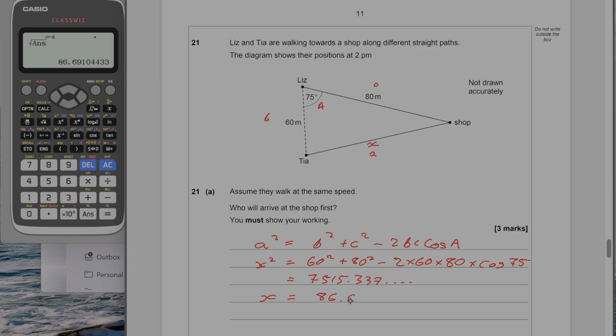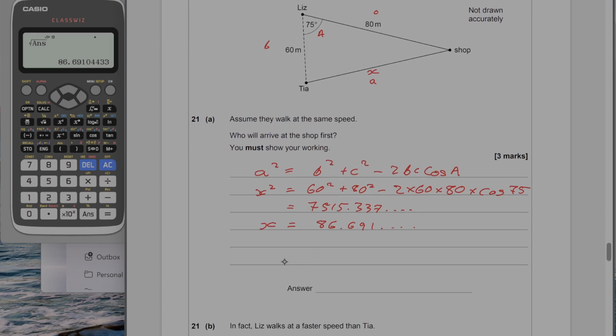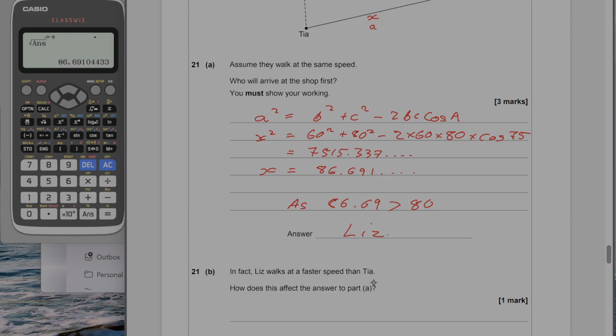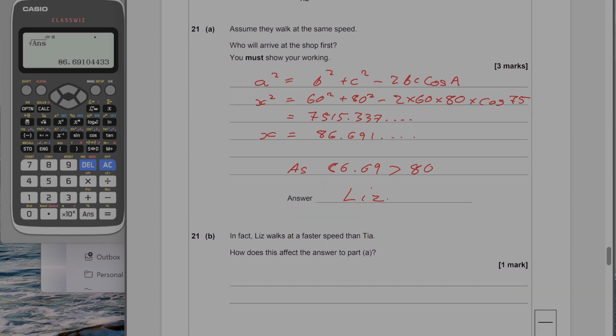86.691... Who will arrive at the shop first? Liz. So I'll say as 86.69 is greater than 80, Liz. So in fact, Liz walks at a faster speed than Tia. Does this affect your answer to part A? How does this affect your answer to part A? It doesn't, as it just means Liz would arrive there quicker. So, no change, as Liz will be even quicker.